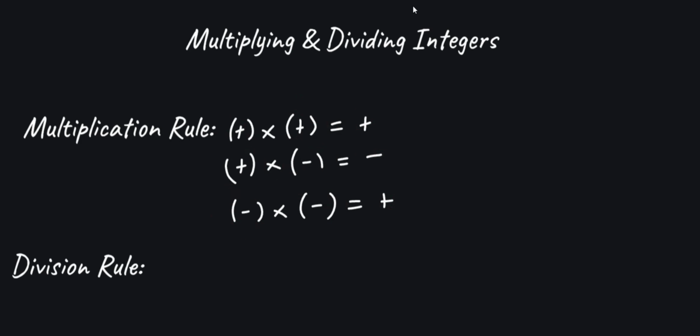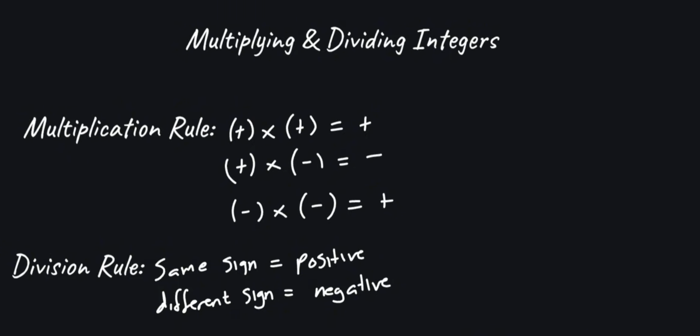And when we look at division, they have the exact same rule, where if the signs are the same, you get a positive, and if the signs are different, you get a negative. So basically, for multiplication and division, we have the same rule applied. For multiplication, if the signs are the same, you get a positive. But if you multiply them and the signs are different, then you get a negative. And it's the exact same thing for division.